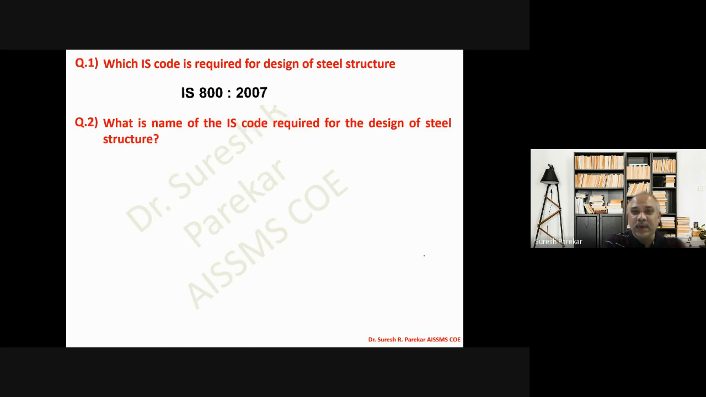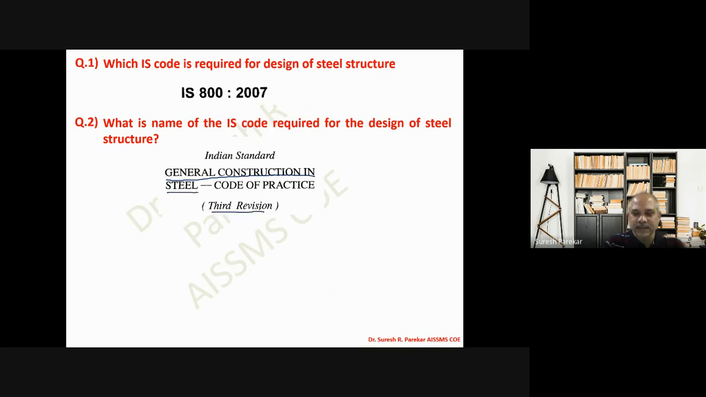Now what is the name of that code? We know IS 800 2007, but the name is most important, and we have that name as General Construction in Steel, and that is Code of Practice, and this is the third revision.